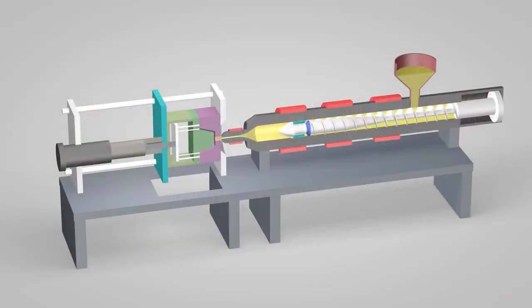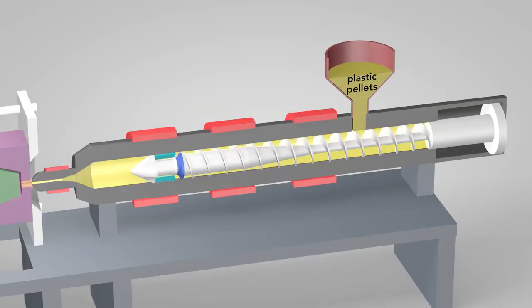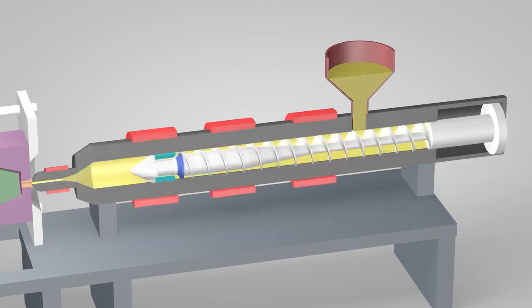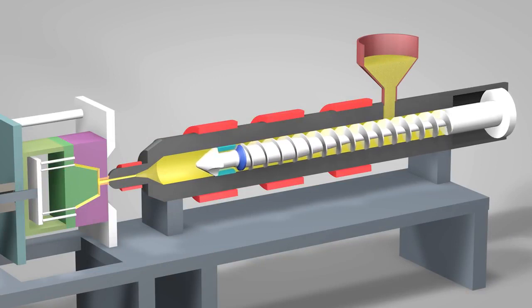An injection molding machine has three main parts: the injection unit, the mold, and the clamp. Plastic pellets in the hopper feed into the barrel of the injection unit. Inside the barrel, a screw transports the pellets forward. Heater bands wrapped around the barrel warm up the plastic pellets. As the pellets are moved forward by the screw, they gradually melt and are entirely molten by the time they reach the front of the barrel.